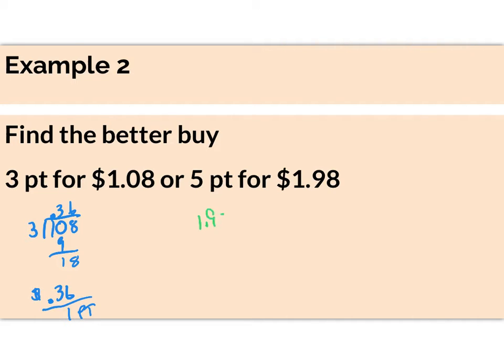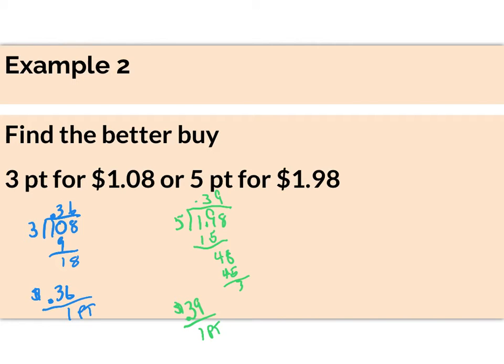So $1.98 divided by 5. 5 goes into 19. 3 times 5 is 15. 48. 9 times 5 is 45. You get 30. I'll just leave it there. So it's roughly 39 cents. So we'll say it is 39 hundredths of a dollar, or 39 cents per 1 pint.